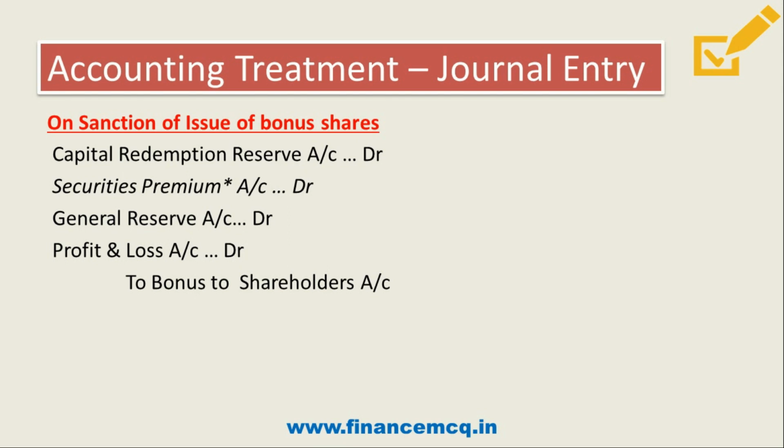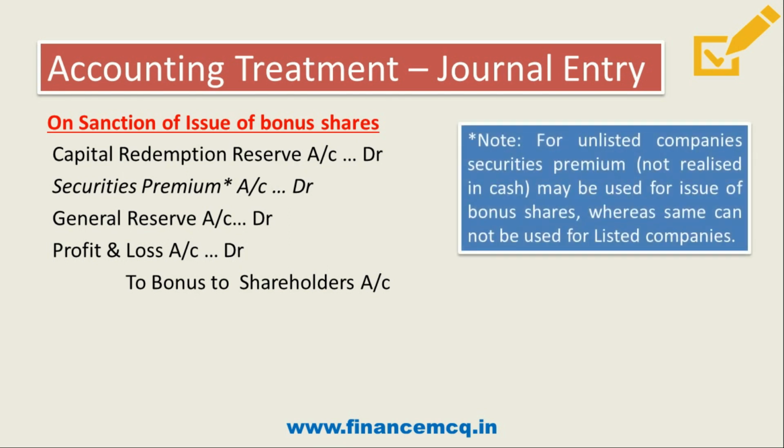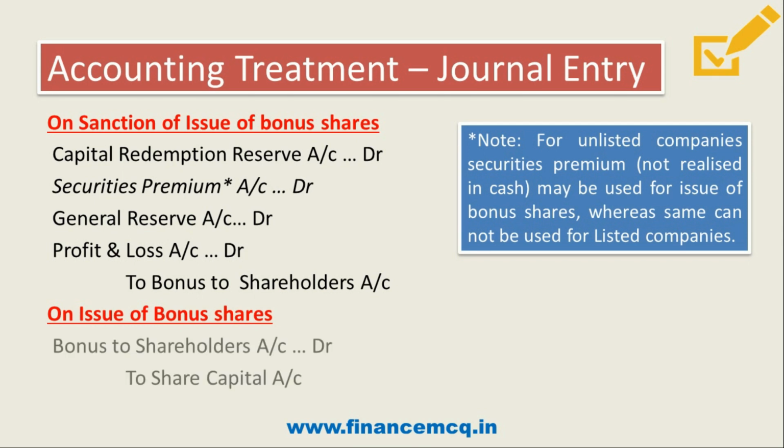And friends, here one important thing to note is that unlisted companies can use securities premium for issue of bonus shares even if it is not realized in cash, but listed companies cannot do so because of SEBI regulations which say securities premium realized in cash only can be used. So do remember this point. Then the accounting entry on issue of bonus shares will be bonus to shareholders account debit to share capital account. So I hope these entries are clear to all of you.